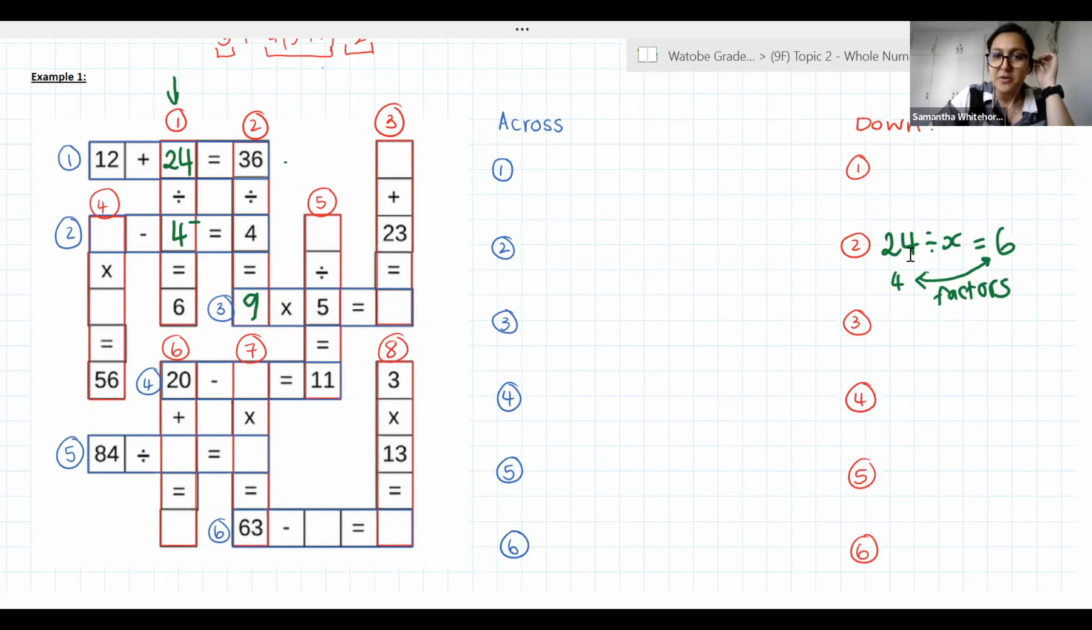Okay, Eddie, do you want to try one? Yes, ma'am. I want to do 3 across. 3 across. Okay, 3 across is now over here. We have just written the 9. Tell me. 9 times 5 is 45, ma'am. Excellent. So here we had to multiply the 2 numbers together in order to get 45. Very nicely done.